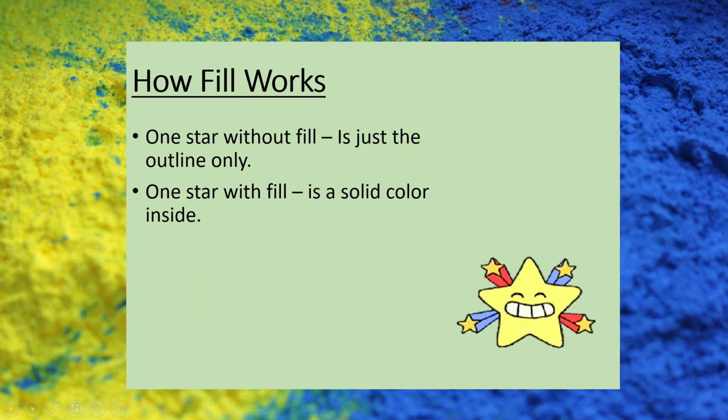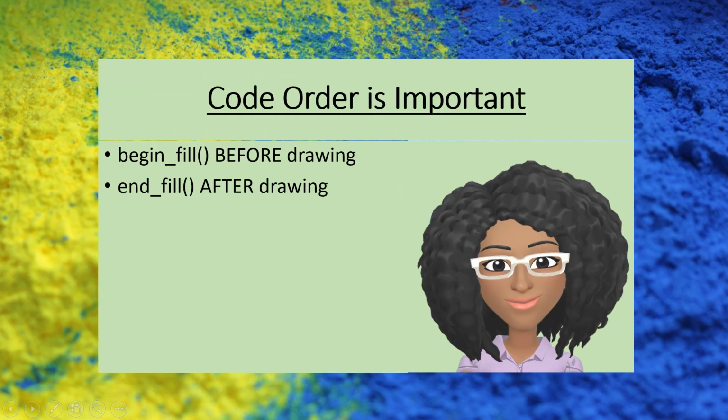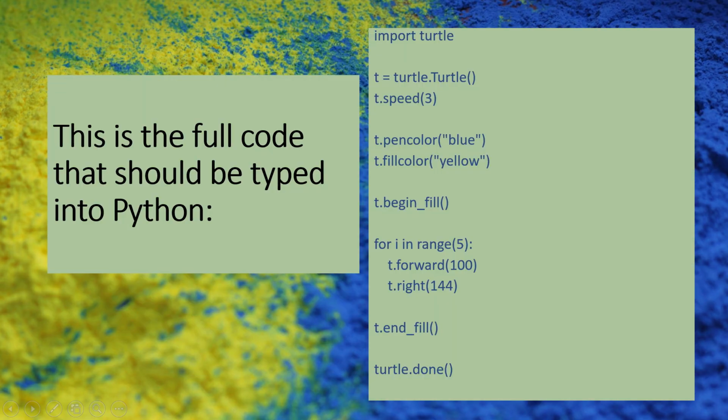How fill works. One star without fill is just the outline only. One star with fill is a solid color inside. Code order is important. Begin fill has to be before the drawing, and end fill has to be after it. This is the full code that should be typed into Python.